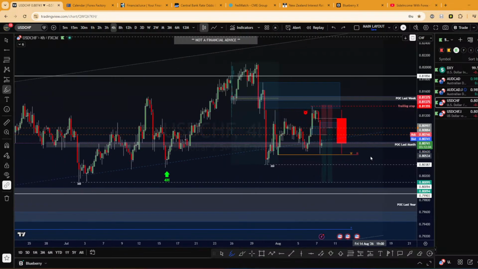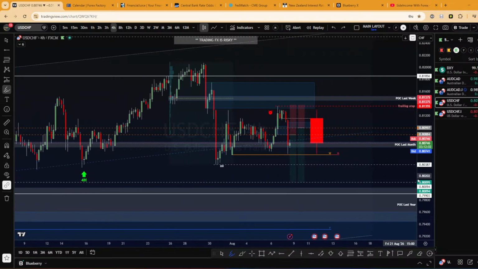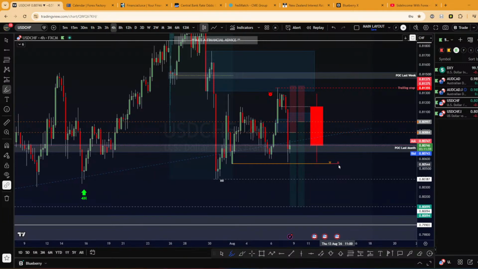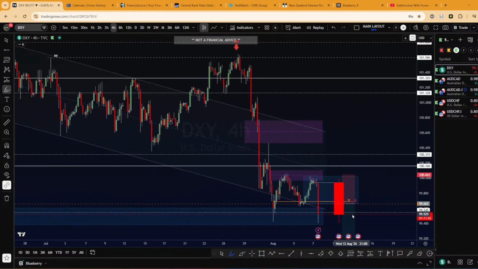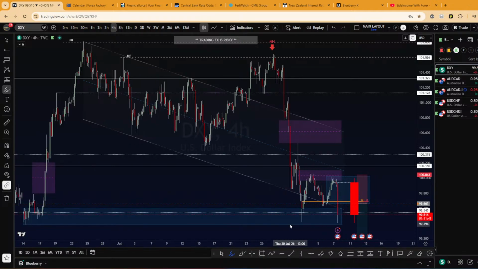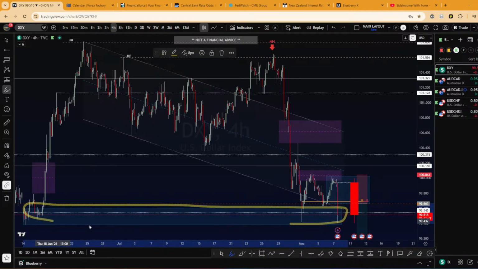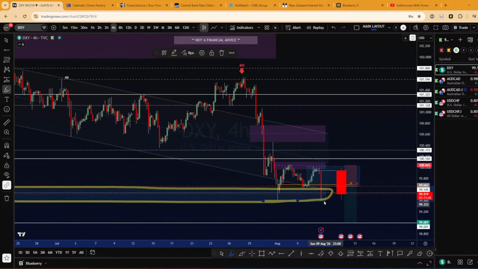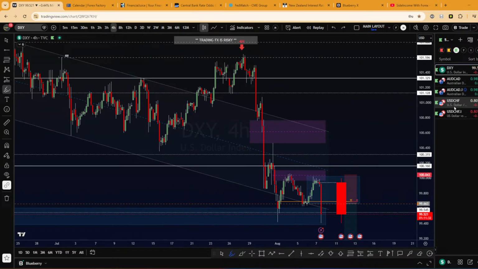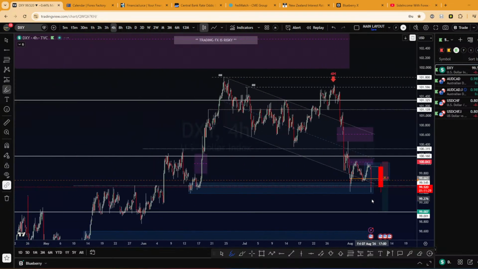The only reason I want to take the short is just because we have a weak NFP. And when I see the DXY, yeah, it's hesitating a little bit around this level. So I'm also keeping my eyes here. I want to see a clean break and then a continuation to be able to maintain my trade idea on USDCHF to the downside.